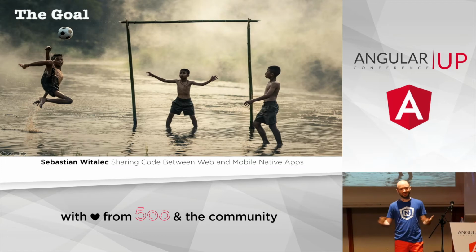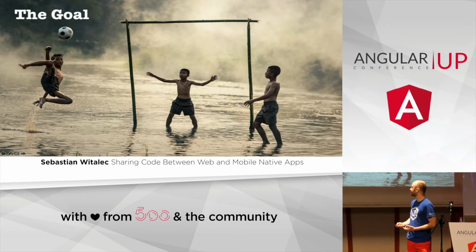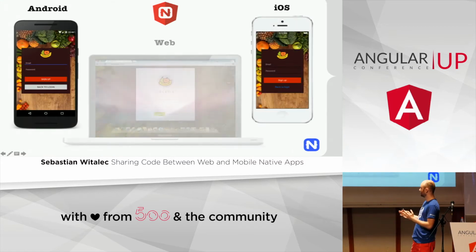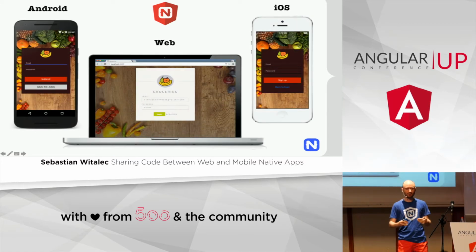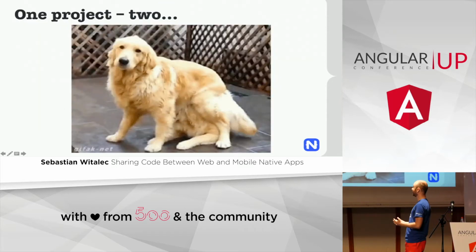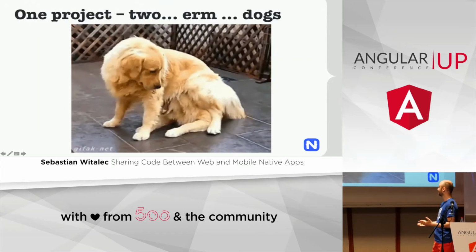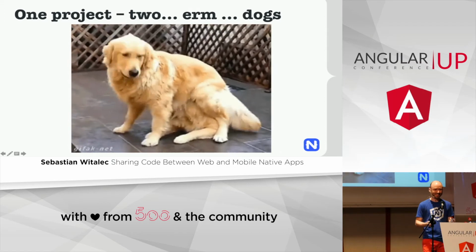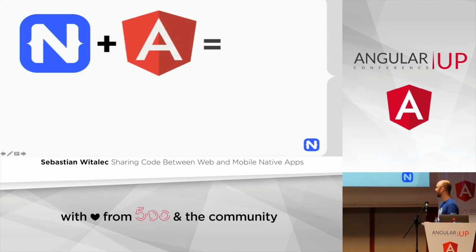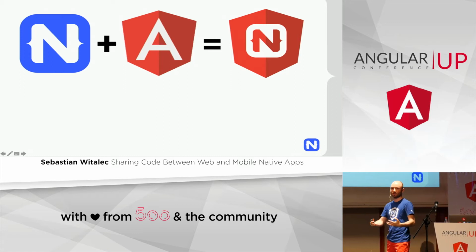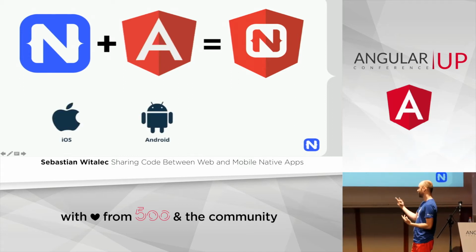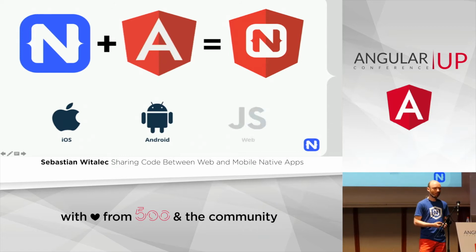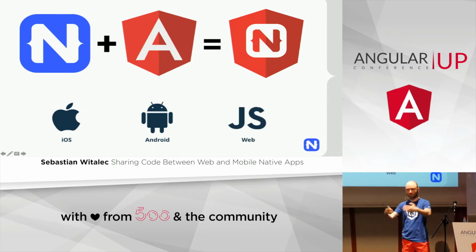Today's goal, and since we have the World Cup, today's goal is basically this scenario where we want to be able to build for Android, for iOS, and the web from the same project. So the idea is that we have one project and two outputs, mobile applications or web applications. How are we going to do that? It's the marriage between NativeScript and Angular that enables us to do it. NativeScript will give us iOS and Android, while Angular is going to give us JavaScript, the web part of it, but also the architecture that enables us to do all the code sharing.